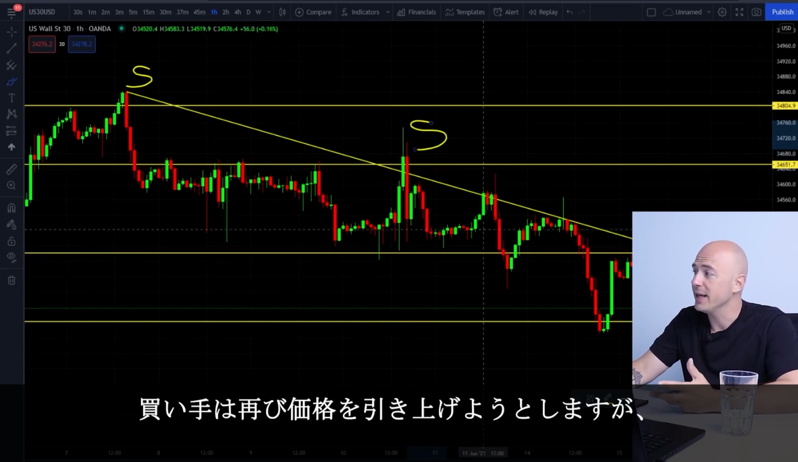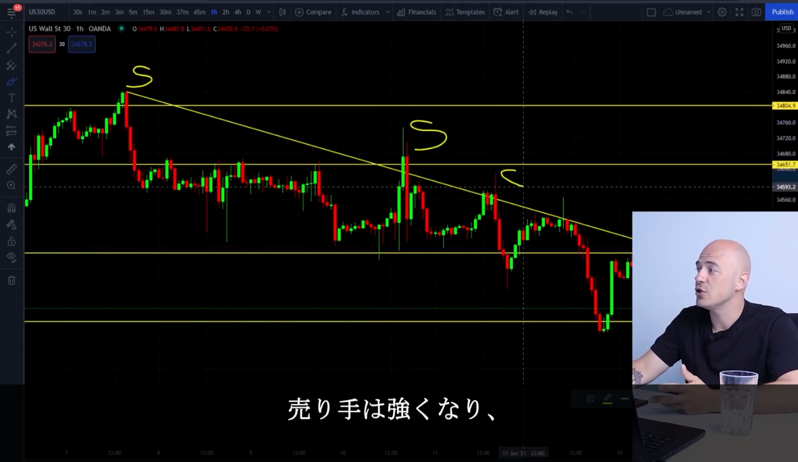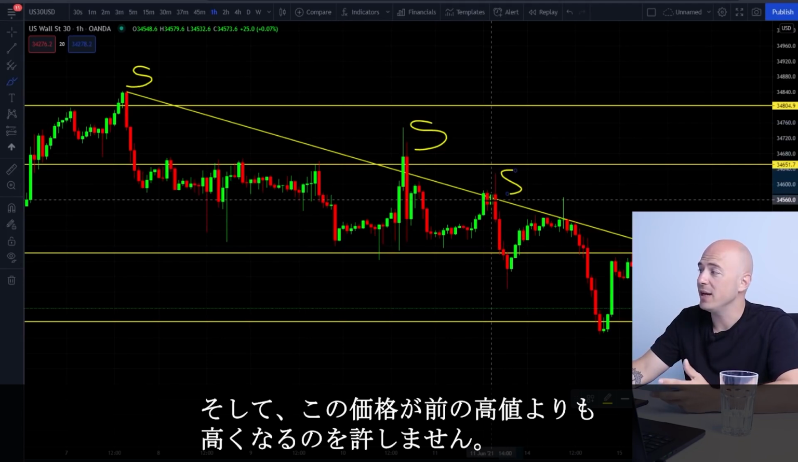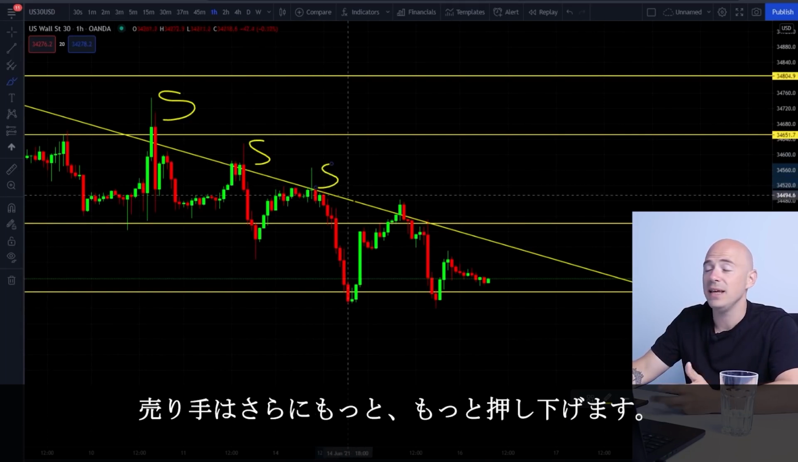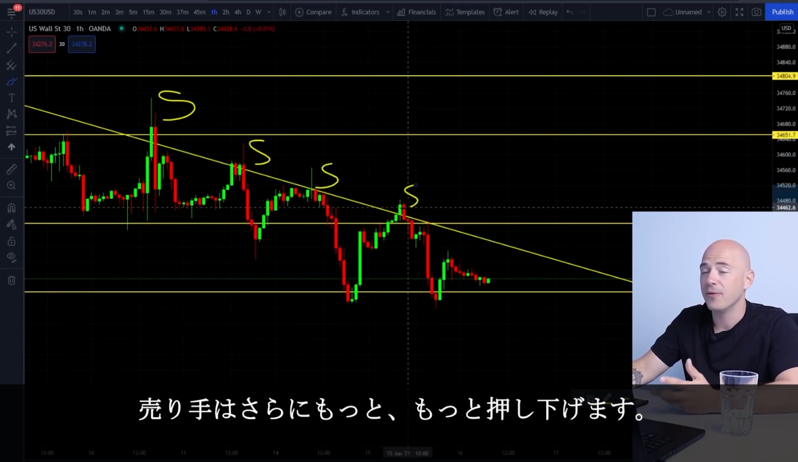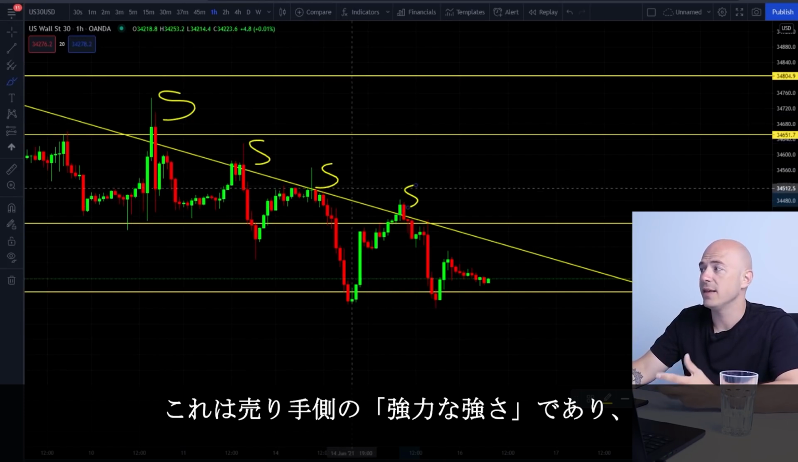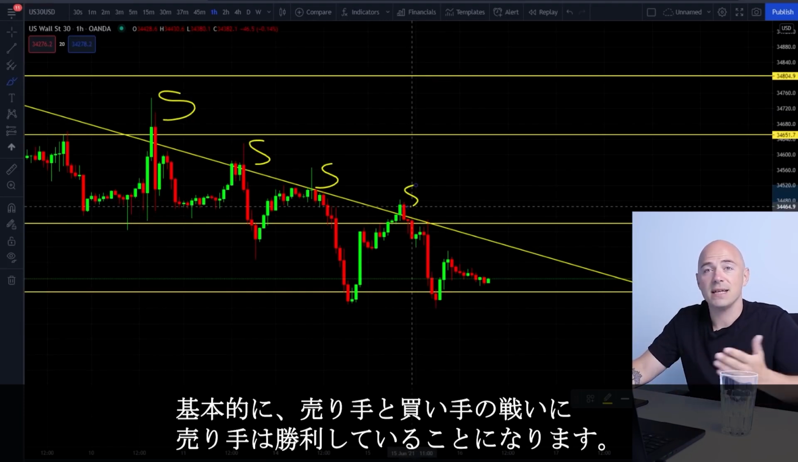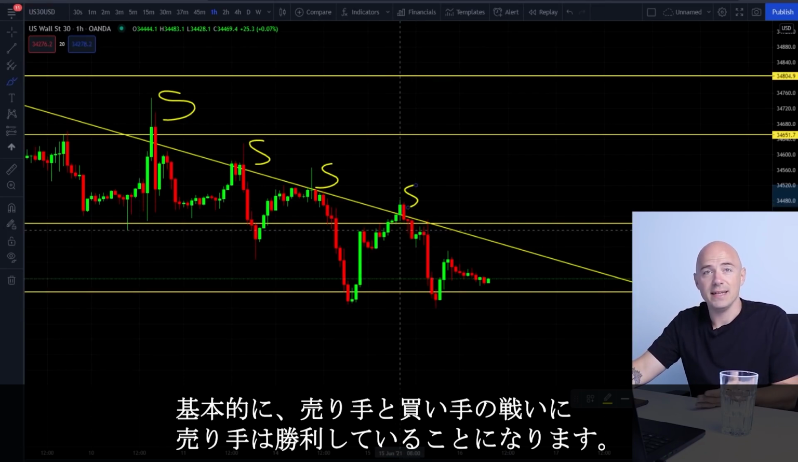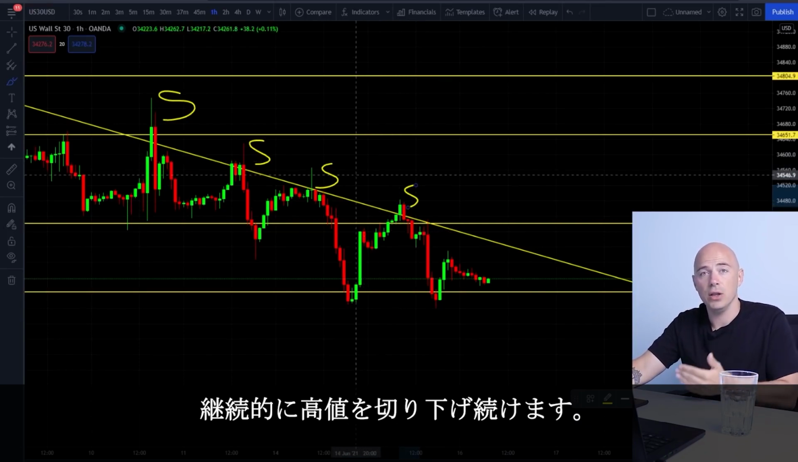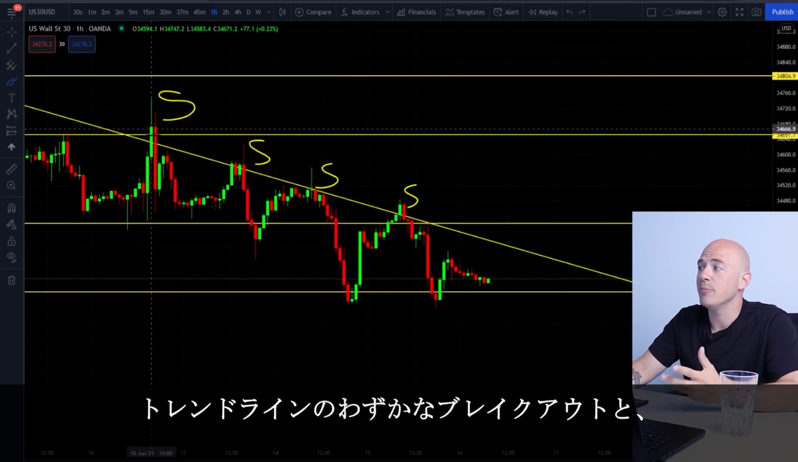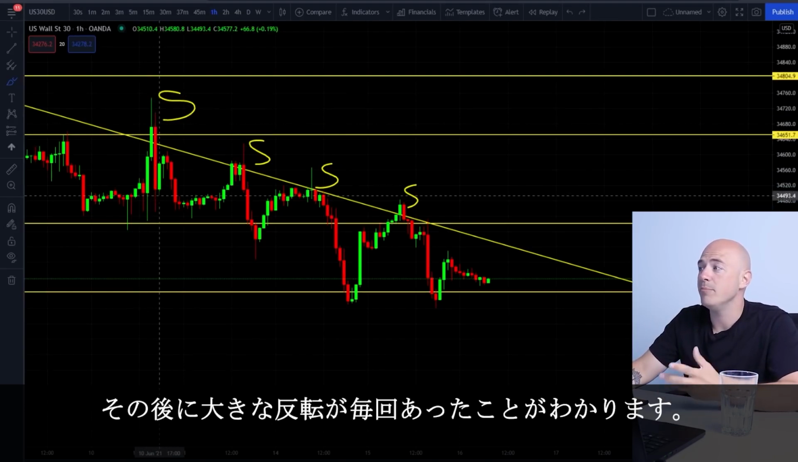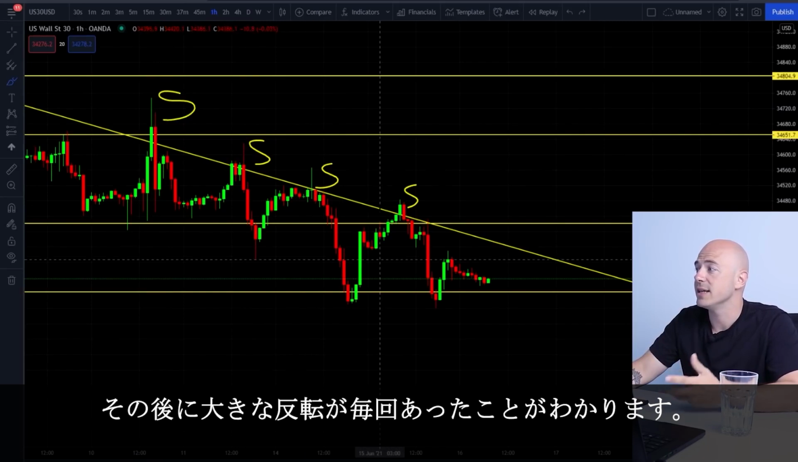The buyers try to bring it up again, but the sellers get stronger and don't let this price get higher than the previous high. The buyers try to bring it back up again, and the sellers push them down even further and even further. This is massive strength on the sellers' side, and they are basically winning the battle between buying and selling, continually making lower highs. On each one of these, you can see that there was a slight breakout of that trend line and then a big fat reversal every single time.